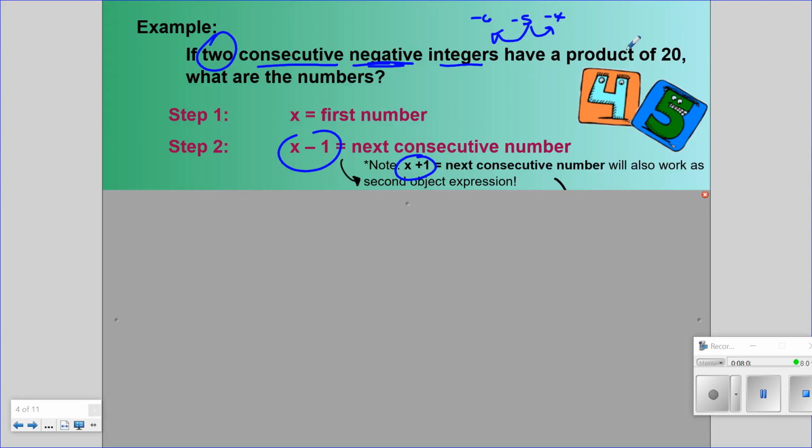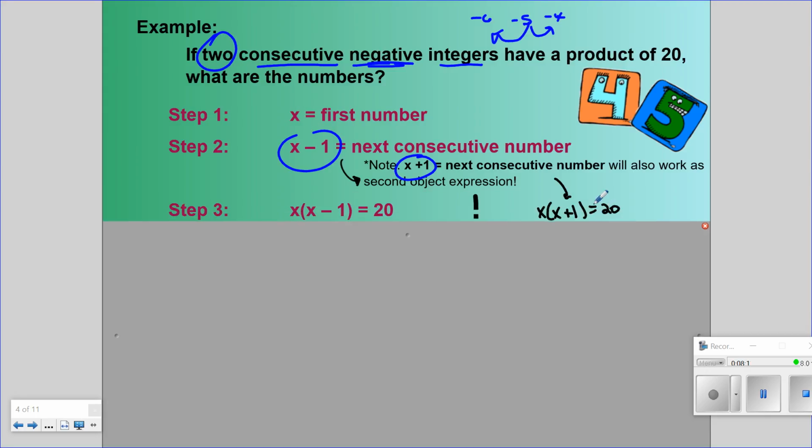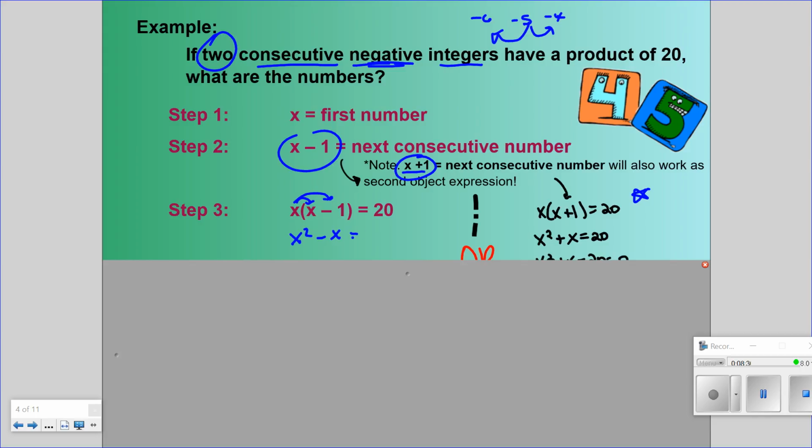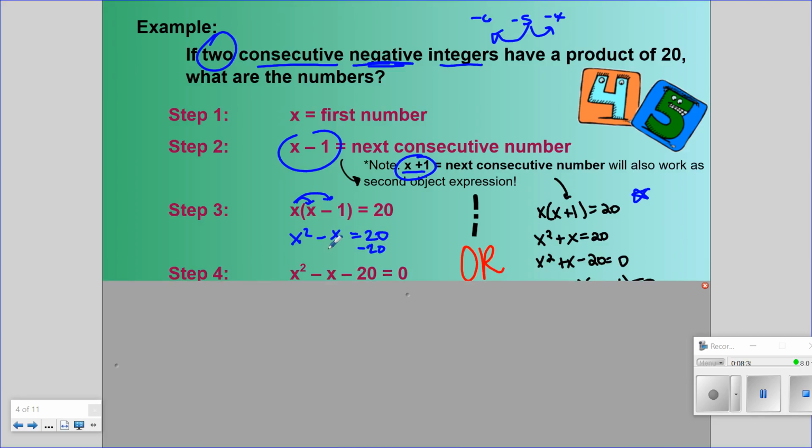But they have a product of 20. So my first number times my second number should have a product of 20. Over here on the right, you'll see how it will still work if you used x plus 1. So we set up x times x minus 1 should equal 20, and we will start to simplify by distributing and setting equal to 0 to solve. So that gives us x squared minus x equals 20. Then we need to subtract the 20 to set our equation equal to 0. Since we do have an exponent higher than 1, the process is to set equal to 0. Then we factor the left side.